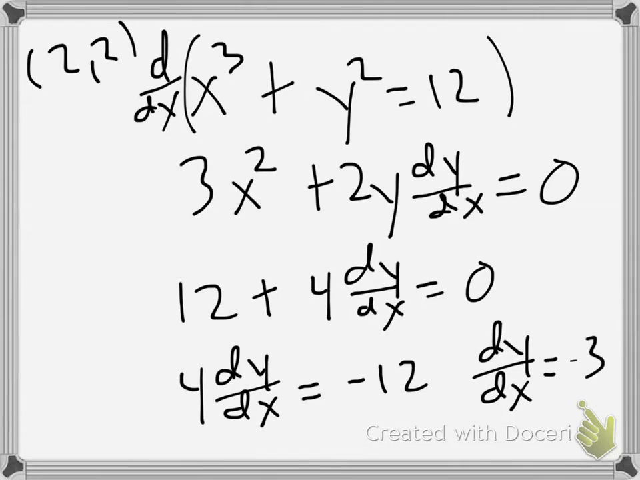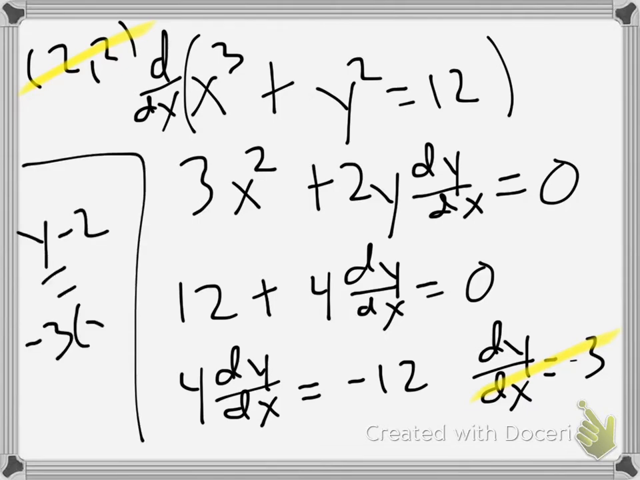And I would go ahead and just use point slope on the slope. This would be, let me put it in the corner here, y minus 2 equals minus 3 times x minus 2. And yet again, put that in Desmos along with the curve to make sure that that is correct. Alright, so that is the section on implicit differentiation.